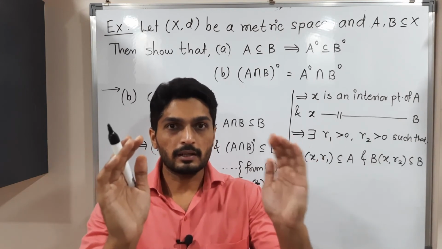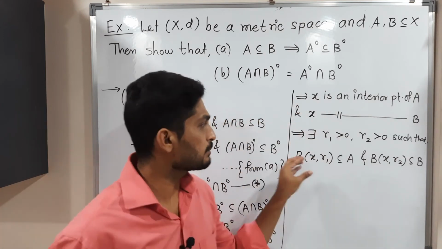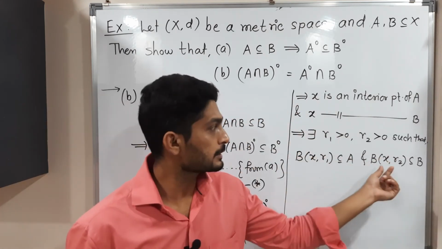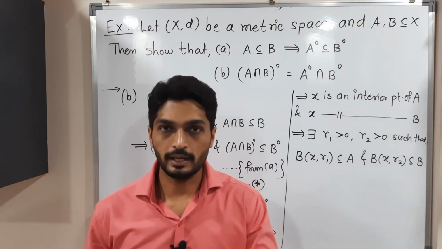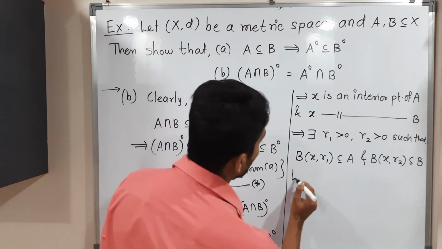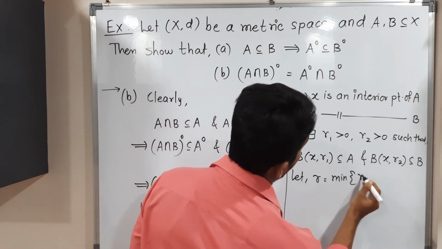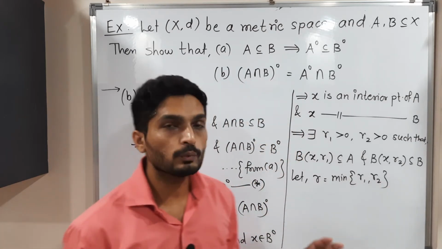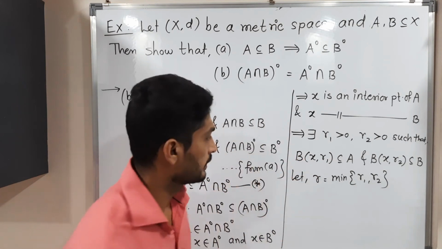Maybe radius R1 will be less than radius R2, so that ball will be smaller than that one, or maybe R2 will be smaller than R1. In that case, this ball will be smaller than this one. But see, center is fixed, which is X. What I am going to do, I am going to take R, which is minimum of R1 and R2. We don't know which one is minimum, but whatever will be the minimum. So that means I am going to choose the smallest ball.